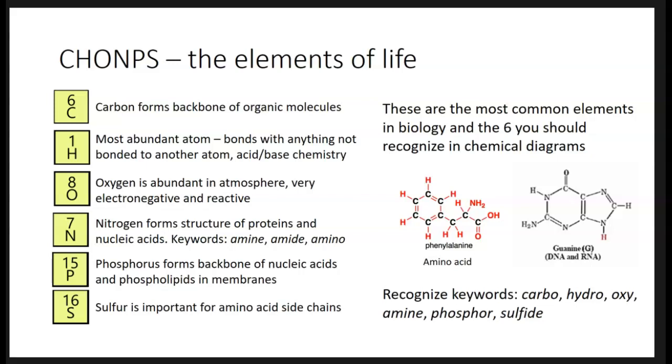For example, this amino acid phenylalanine or this nucleic acid guanine. We have keywords that will be in those chemical names, the formal chemical names for different chemicals. So you should recognize those. Carbo for things that include carbon, hydro, oxy, amine, that's the one for nitrogen, phosphor, and sulfide.